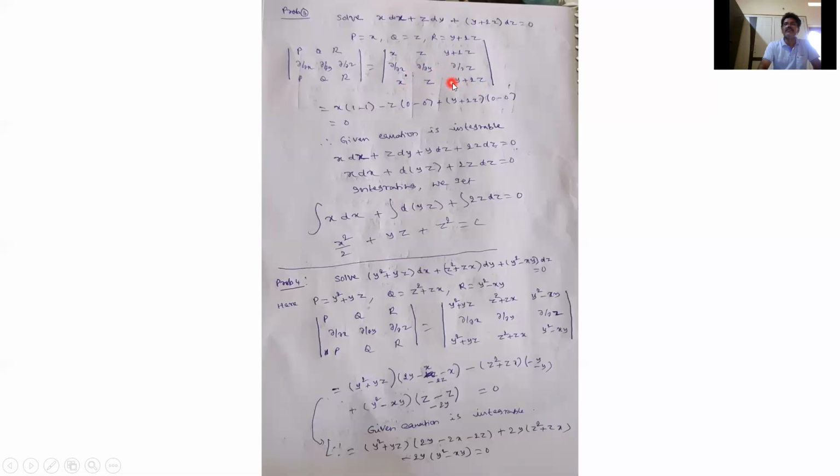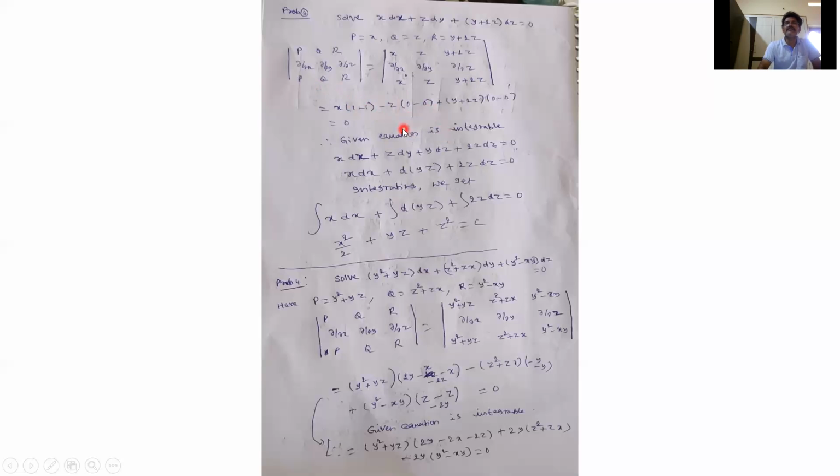Del by del y of y plus 2z is 1, because for 2z it is 0, and del by del z of z is 1. So x into 1 minus 1, and minus z into del by del x of y plus 2z is 0. So minus del by del z of x is 0, and plus y plus 2z into del by del x of z is 0 minus del by del y of x is 0. So finally we are getting the determinant equal to 0. Therefore the given equation is integrable.